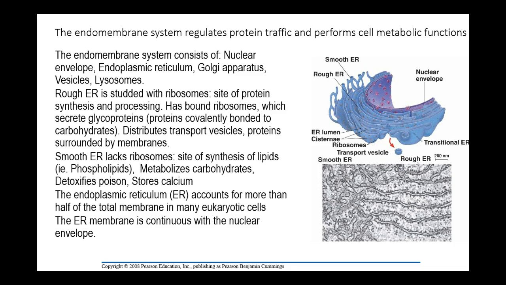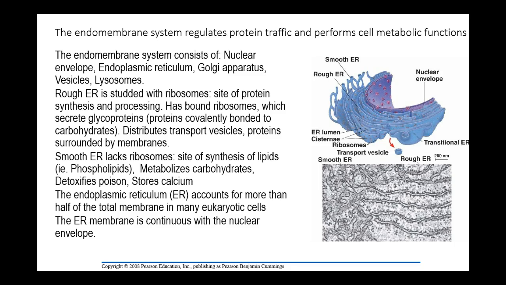And the rough endoplasmic reticulum also distributes these vesicles via the Golgi apparatus and surrounds them by membranes that then can be conjoined with the plasma membrane eventually. I think it's easier if we talk about it when you can actually see it.